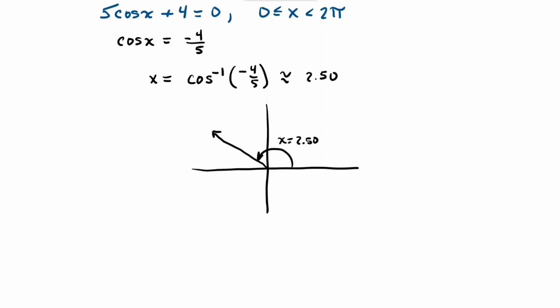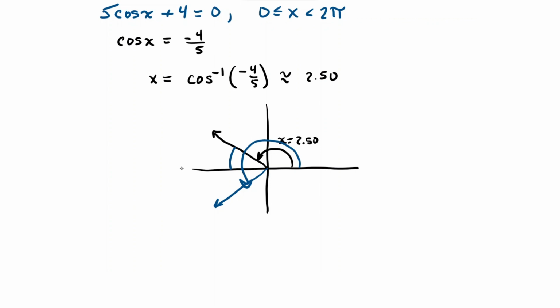To find the other, we need to find the reference angle and then figure out the other quadrant that contains our solution. Well, if cosine has a value that's negative, we know that happens in quadrant 2 and quadrant 3. So that means my other solution is here, and I need to know what this reference angle right here is.